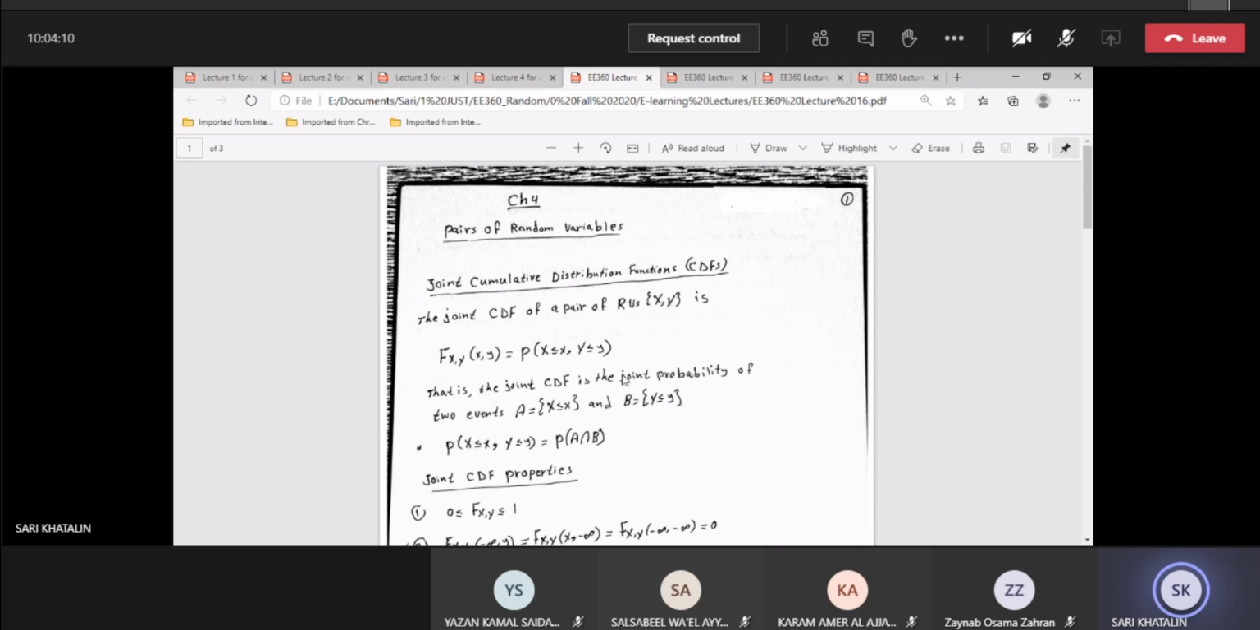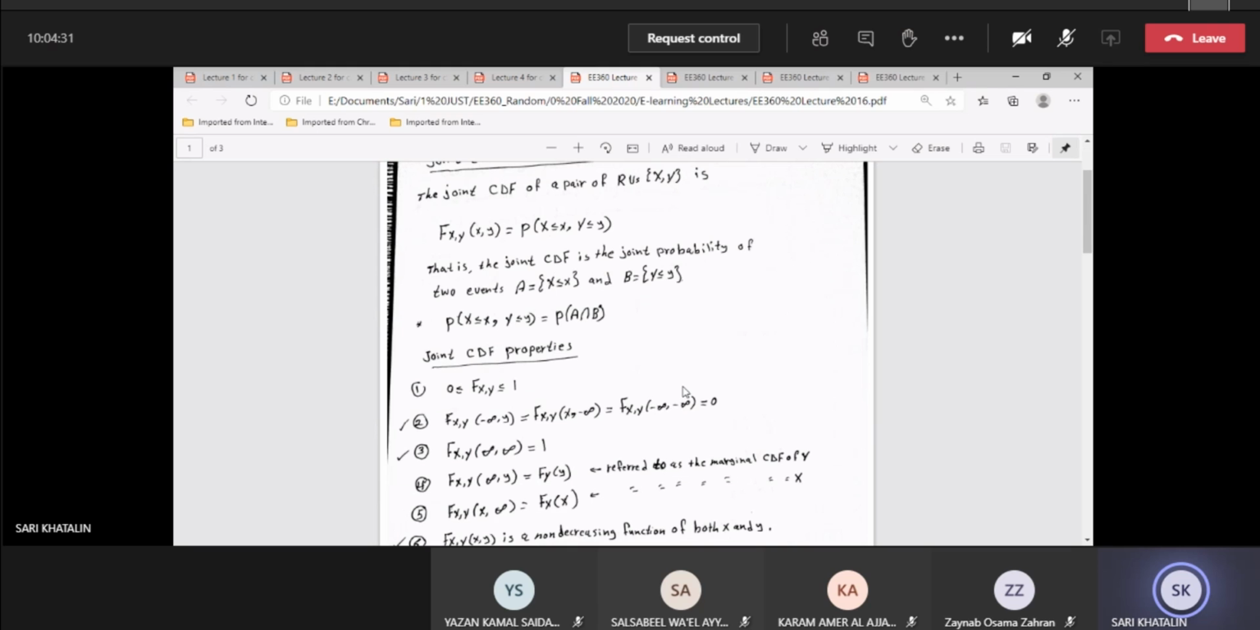So basically, the joint CDF is the intersection between this event, x less than or equal to the value of x, and the other event, y less than or equal to the value of y. That's basically what the joint CDF is all about.